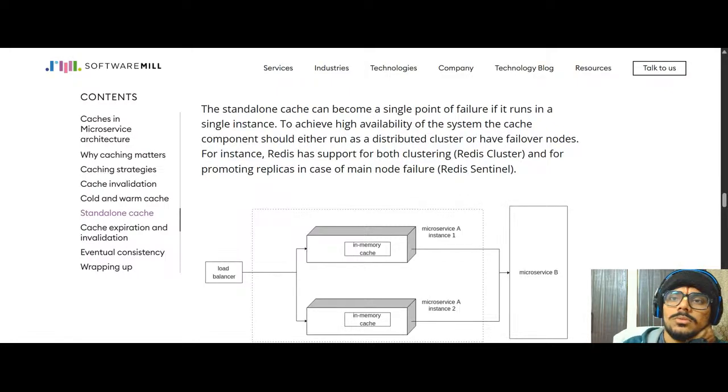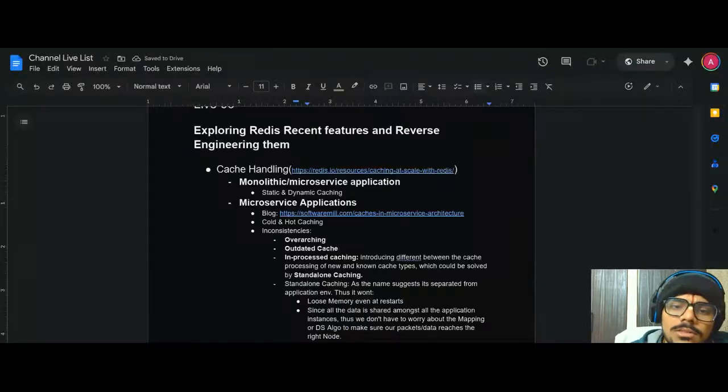Right, so let me add it to our docs as well.